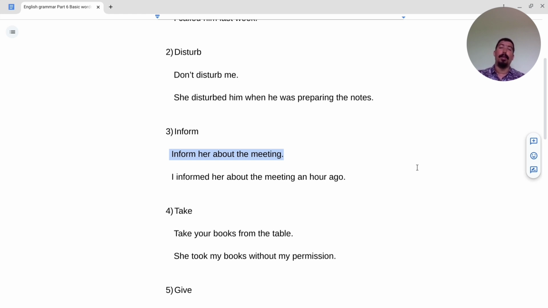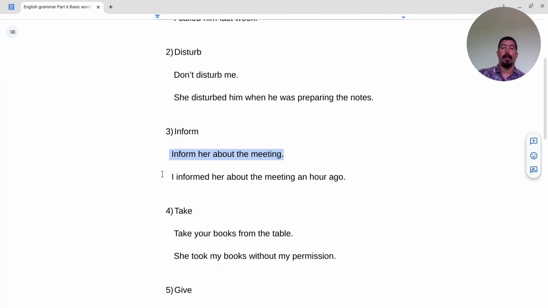So my supervisor told me to inform her about that meeting. She doesn't know about something. If someone doesn't know about something, you give some information about that, giving him some knowledge about that. That is the meaning of the word inform. Inform her about the meeting. My supervisor told me, okay, Mary is absent today, you have to inform her about the meeting.